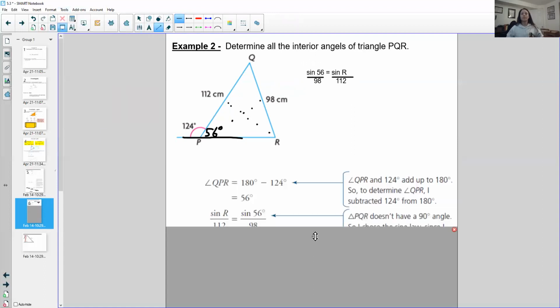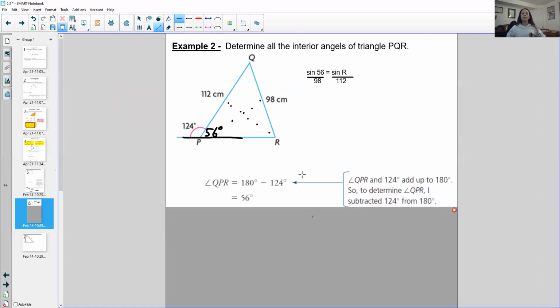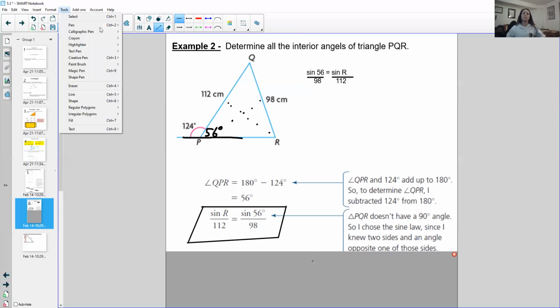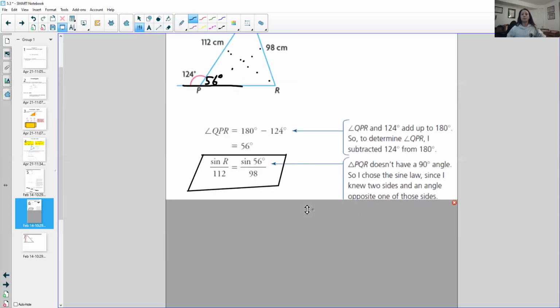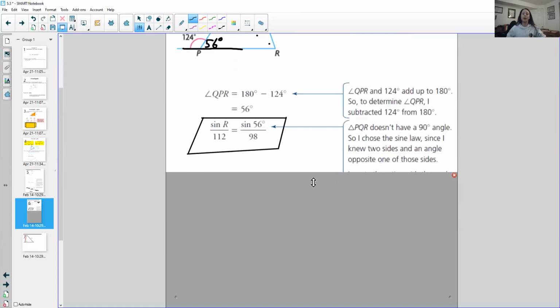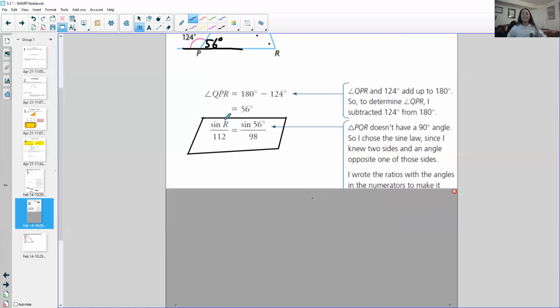Okay, so let's go down. The first step that they show you is taking 180 minus 124 to get this inside angle. Then they set up the ratio like we did up here. They just put the unknown on the left-hand side. I do actually like doing it the way that they've done. If you happen to set it up this way, that's okay. Just write the fractions the other way when you're ready to do your math. And then they need to get the r by itself.